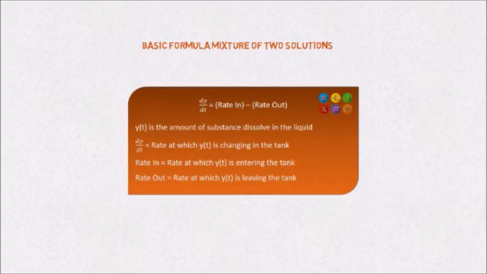Before we start, we must understand the basic formula for the mixture of two solutions. So, the amount as a function of time is given as dy over dt equals rate in minus rate out, where y(t) is the amount of substance dissolved in the liquid. dy over dt is the rate at which y(t) is changing in the tank. Rate in is the rate at which y(t) is entering the tank, whereas rate out is the rate at which y(t) is leaving the tank.